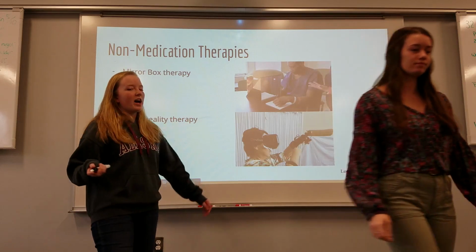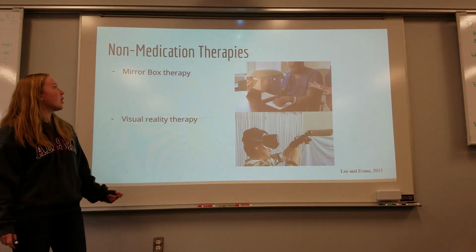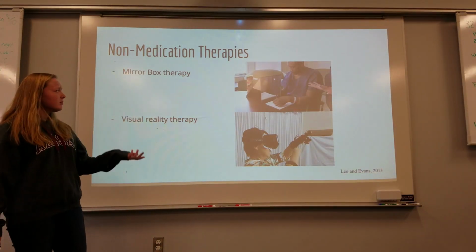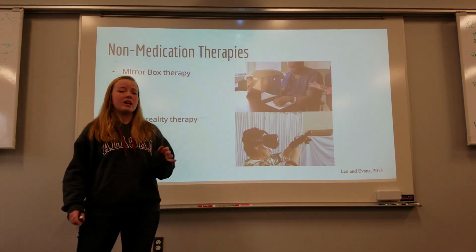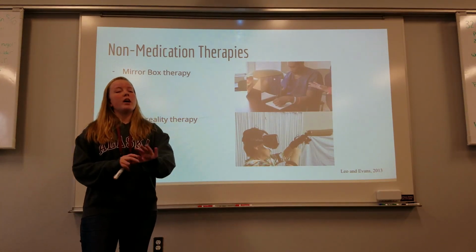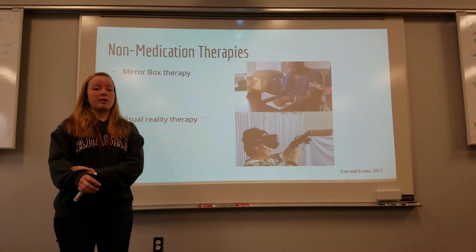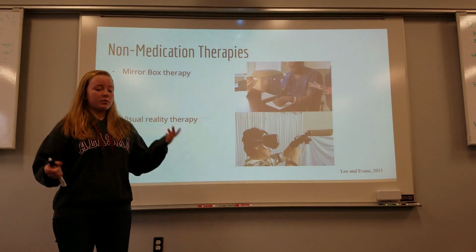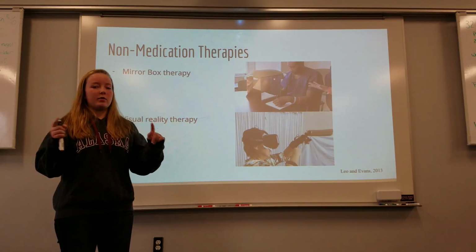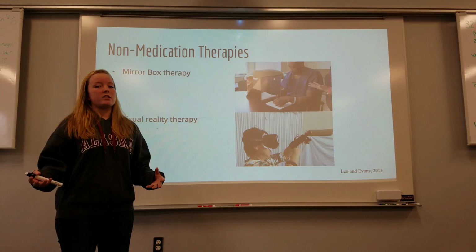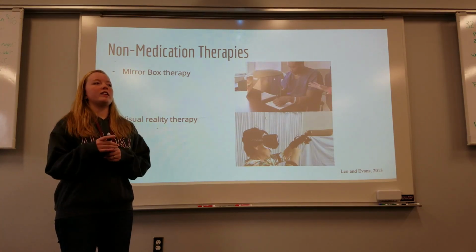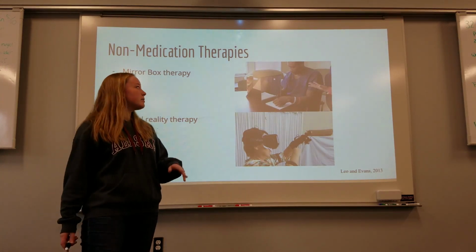Some of the more non-medicated therapies are mirror box therapy. That is where, say, my left hand was amputated. I would put the stump behind a mirror so that all I see is my right hand in the mirror, so then the brain associates that with my left hand, and it can see that it's all right, and it'll go, okay, we're good, and then the pain can decrease that way sometimes.